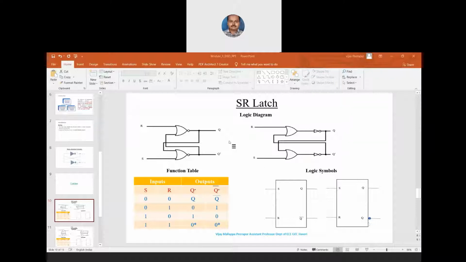Everyone, any doubts in understanding the SR latch? Anyone? Please let me know if you have any doubts, because this is very important. You should understand this thing. If you understand this one, the subsequent classes we'll have on this Module 3 will be much easier for you to understand. Any doubts?